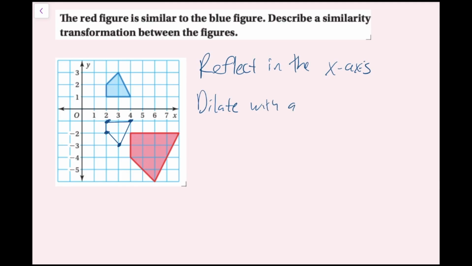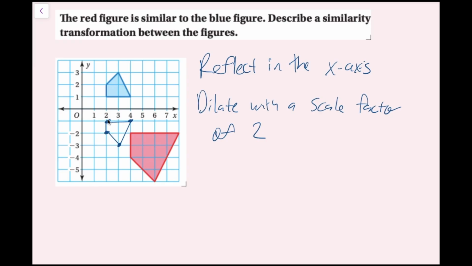So anyway, the next thing I'm going to do is dilate with a scale factor of 2. All right. Well, remember, my assumed center of dilation is the origin unless we are told otherwise, which we are not here. So all I need to do in this case is just multiply each of my components by 2.